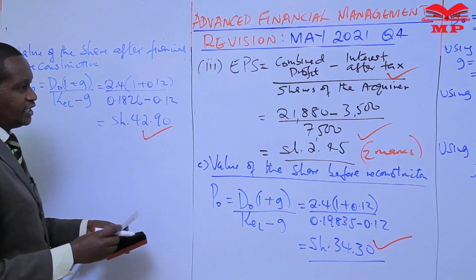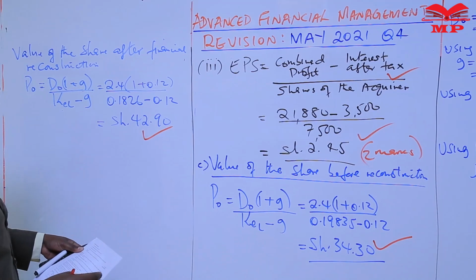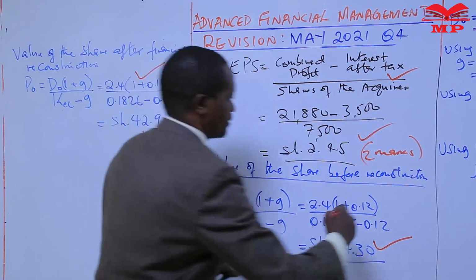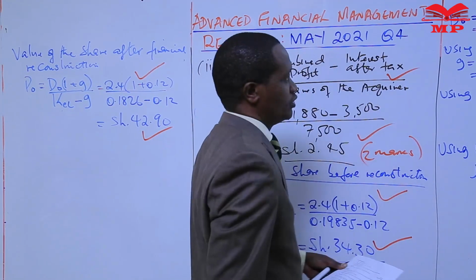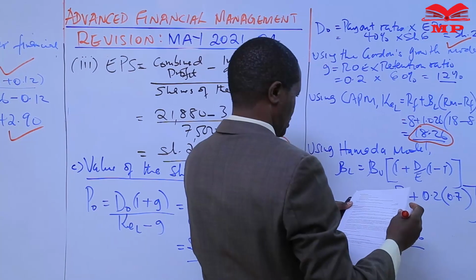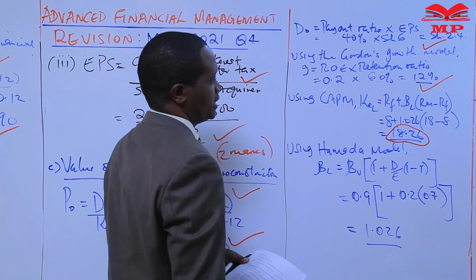That is 8 marks. Candidates, 8 marks. You also get marks for all these workings, because these inputs were not provided in the question.